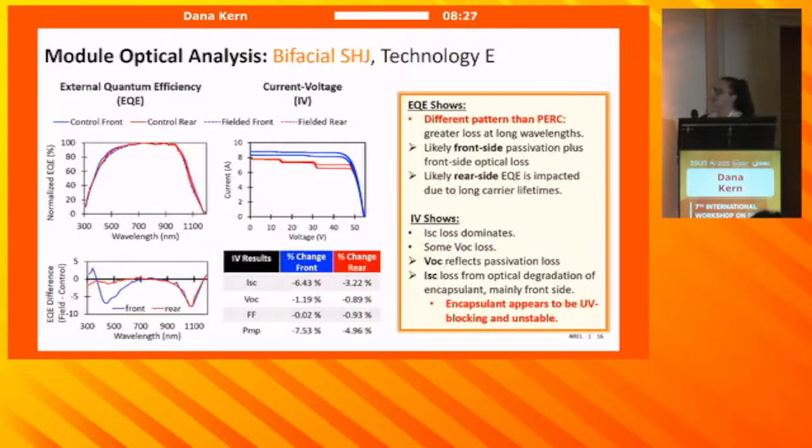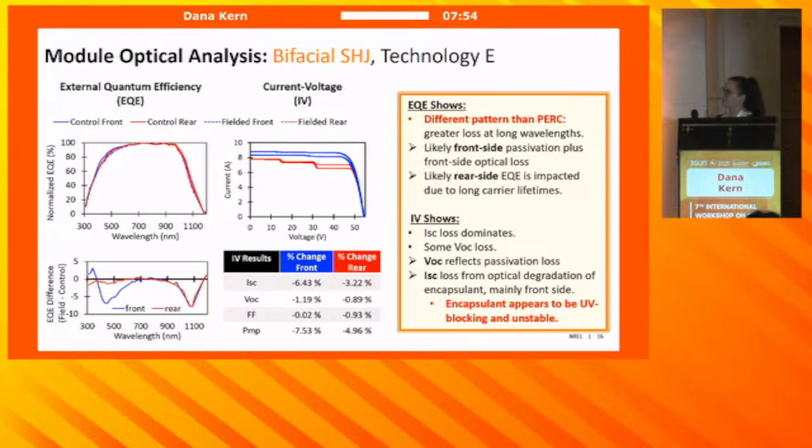This is a comparison to the bifacial silicon heterojunction module, and overall we see a different loss pattern for the silicon heterojunction compared to what we were seeing for PERC. So looking at the EQE, we do see lower EQE response in the short wavelength region, and we think that's consistent with this having a UV blocking encapsulant. Down here in the EQE difference plot, we see a decrease in the short wavelength region, which is still similar to that front side surface passivation loss that we were observing for the PERC.